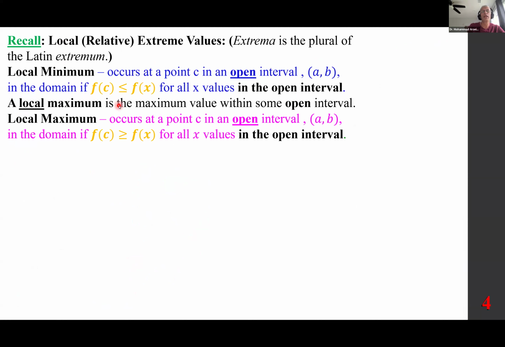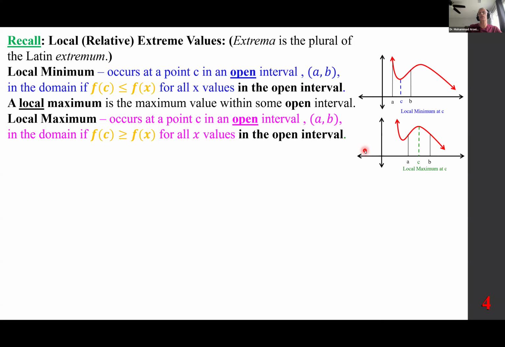A local maximum is the maximum value within some open interval. Local maximum occurs at a point c in an open interval a to b in the domain if f of c is greater than or equal to f of x for all x values in the open interval. So as we look at these two graphs, clearly the peaks are considered the local max, the valleys are considered local min, minimum.